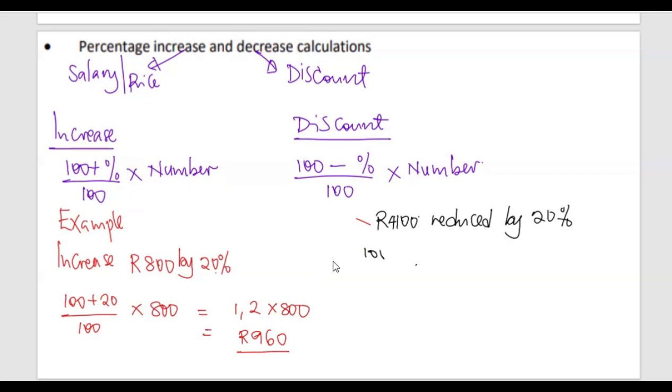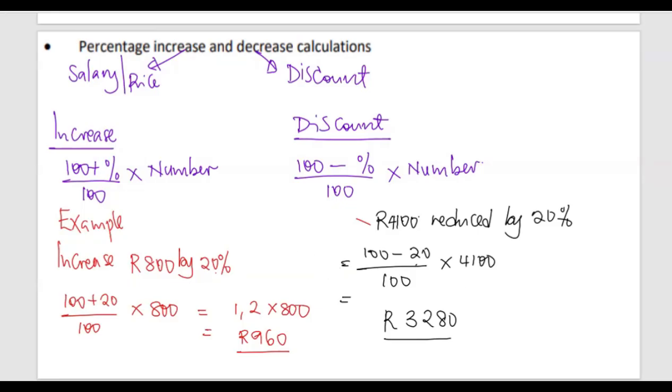Simply meaning 100 minus the 20 over 100 times the value that you are reducing. So this became 0.8 times the value. And some common sense has to apply. You cannot reduce and get a number more than the number that you had. And you cannot increase and get a number below the amount that you are increasing. Please take note of that.